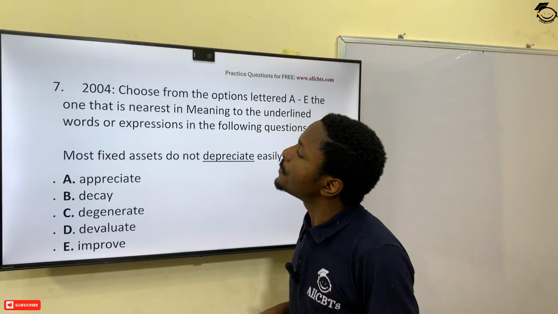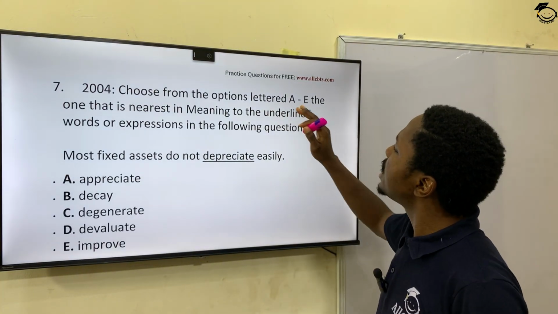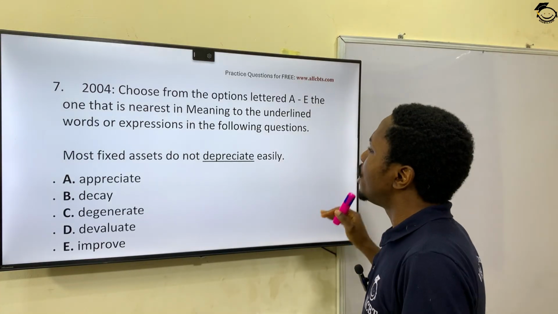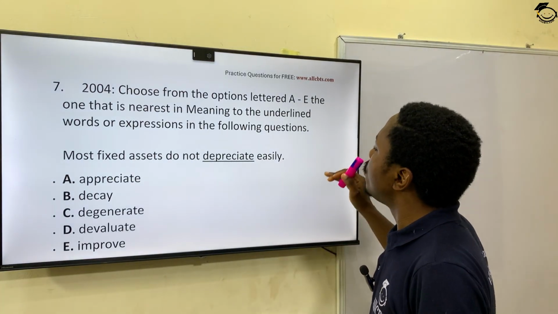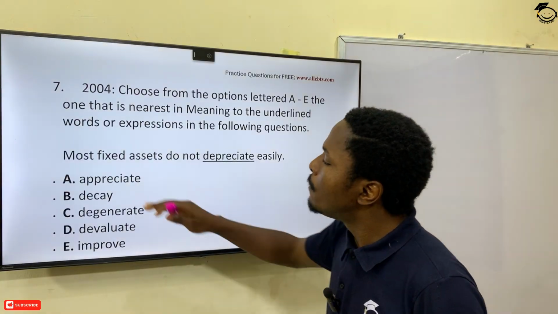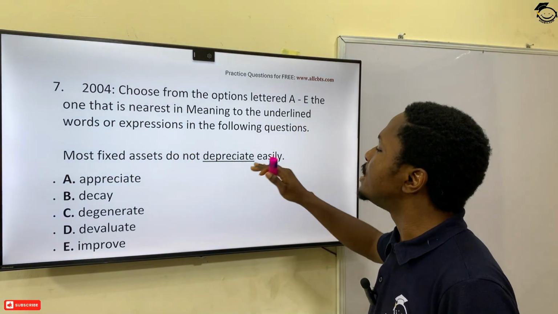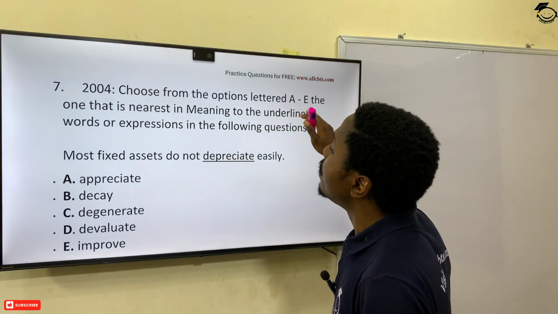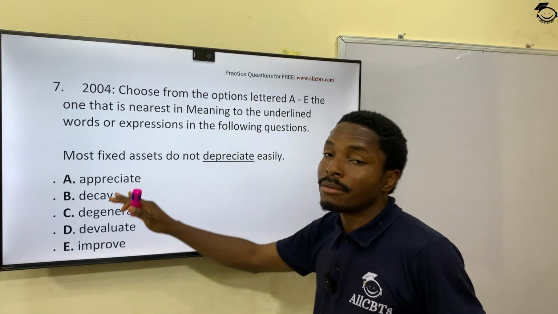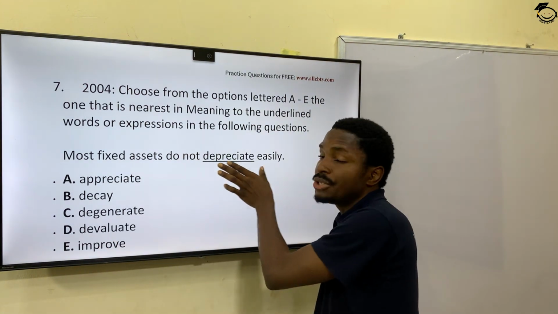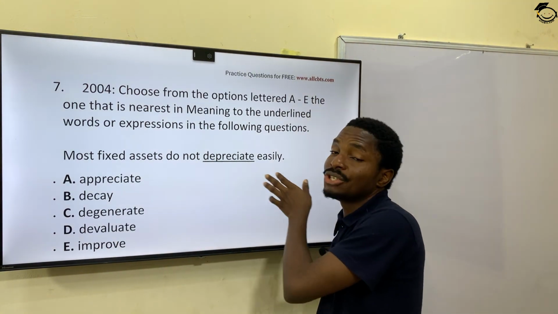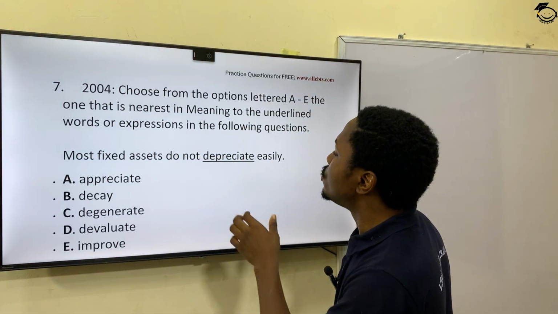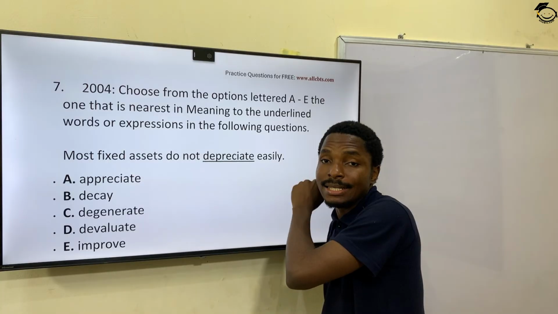Question 7 from 2004. Choose the option letter A to E, the one that is nearest in meaning to the underlined words or expression in the following questions. Most fixed assets do not depreciate easily. We are asked to give the one that is nearest in meaning to this. So we have depreciate. Most fixed assets do not depreciate easily.